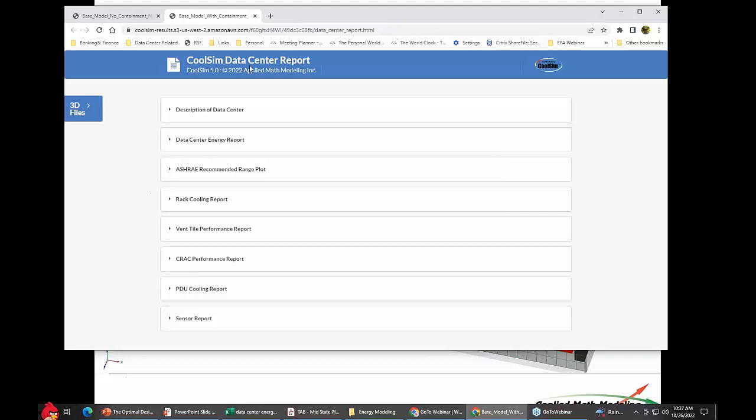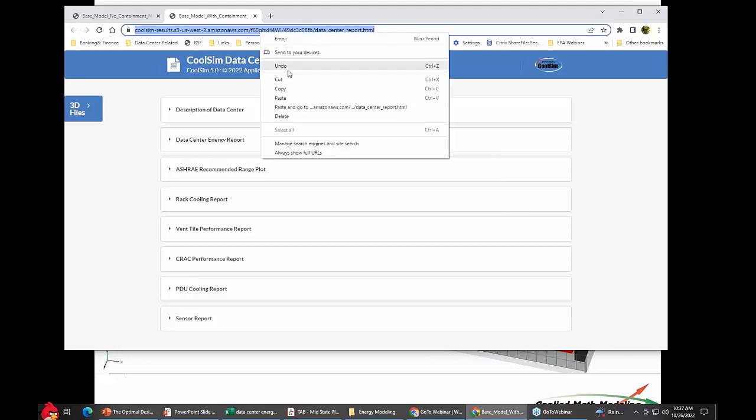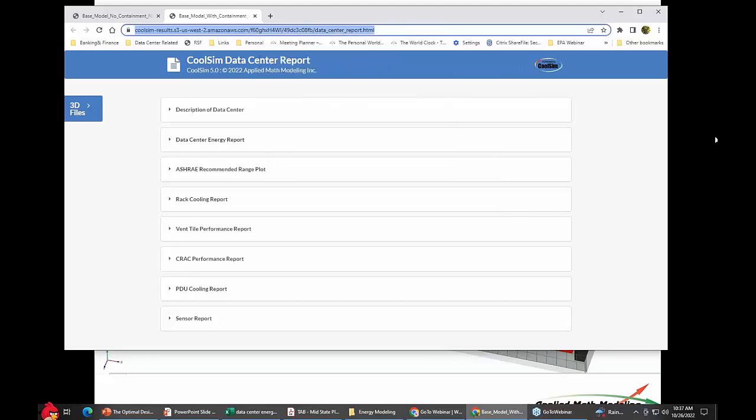Now I just opened this one again. I'll paste this one into the share area as well. Let's see, where'd it go? Let's see, I can chat again, Control V. So I just pasted into the chat window the URL for this data center as well.